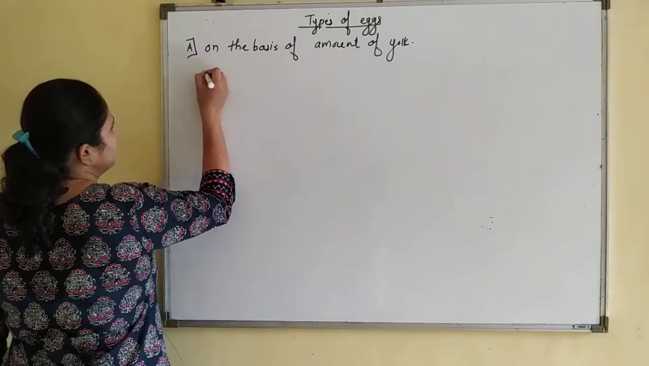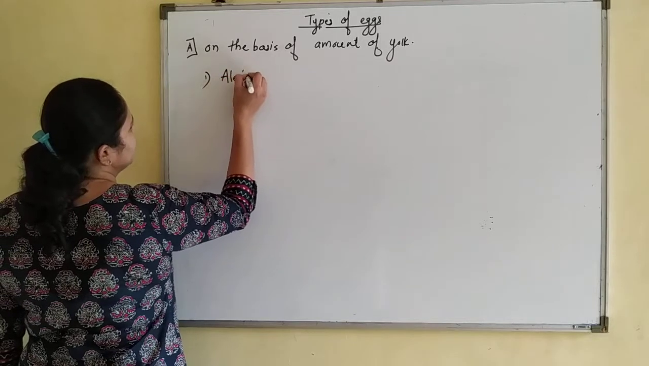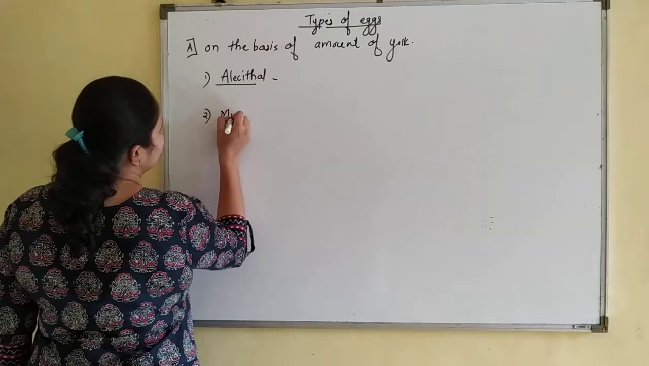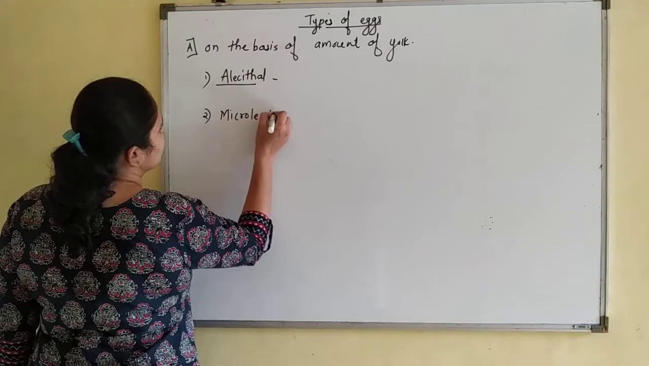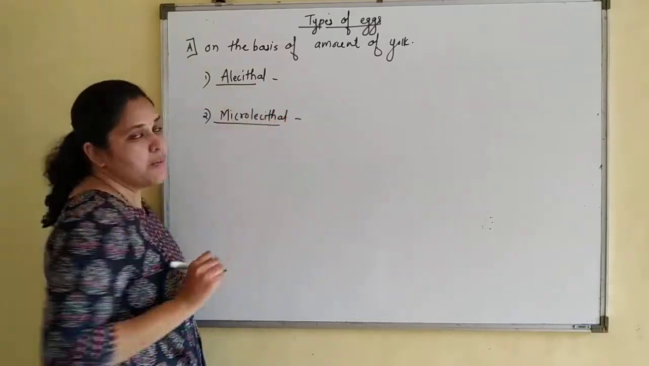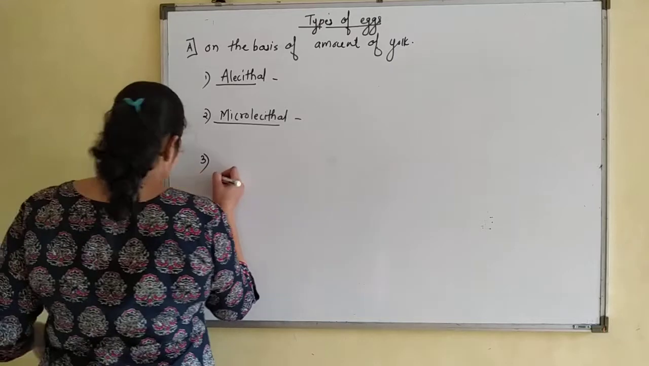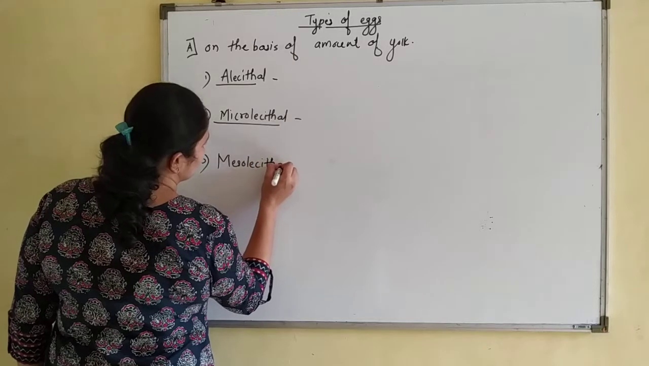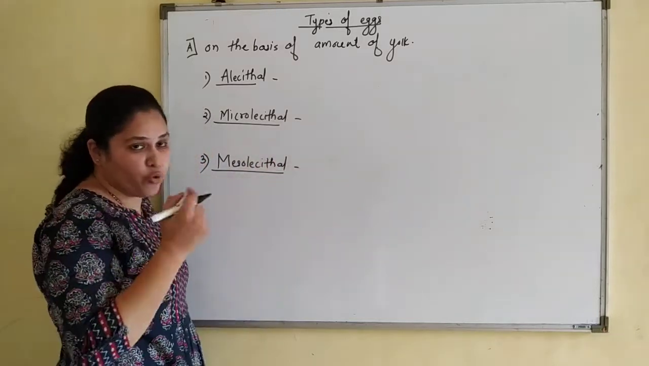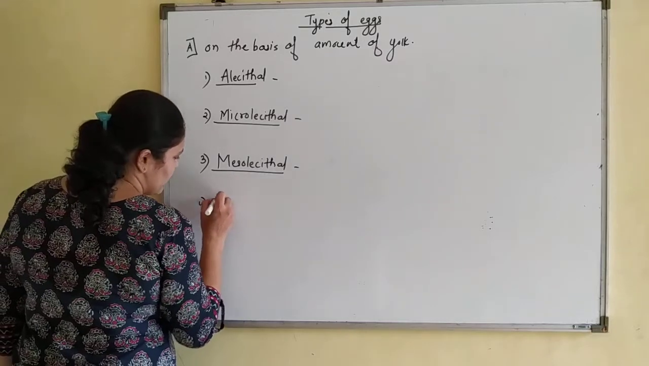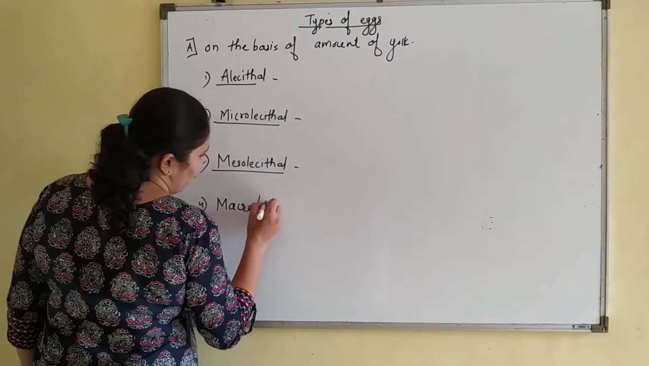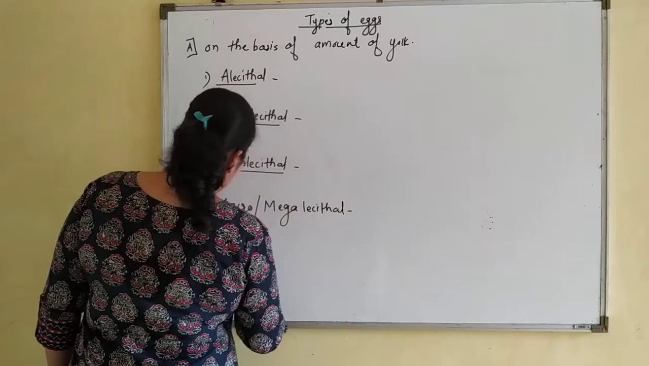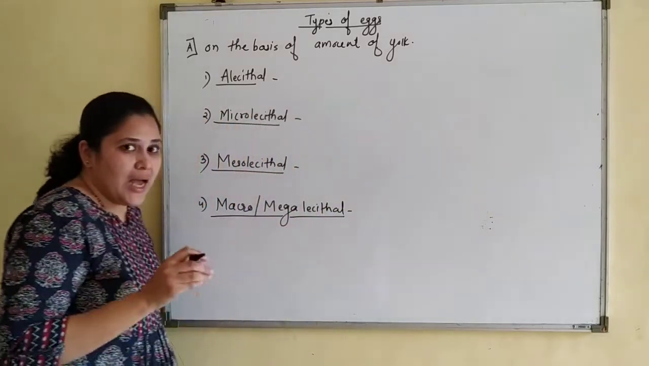First one, alecithal, then microlecithal, third one mesolecithal, and fourth one macro or megalecithal eggs. These types are based on the amount of yolk.